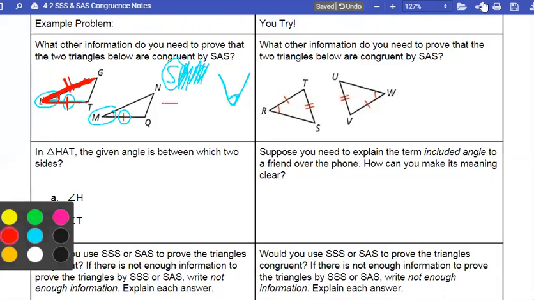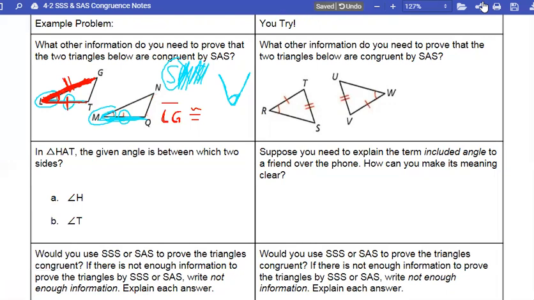So I would have to know that LG is congruent for that first triangle. Now I need to see what it's congruent to. Let's look at our second triangle. So I have a side here, I have my angle. Like I said before, it cannot be this side because my angle would not be in the middle. So it would have to be this side right here. So I went from L to G. So on this side, I would have to go from M to N.